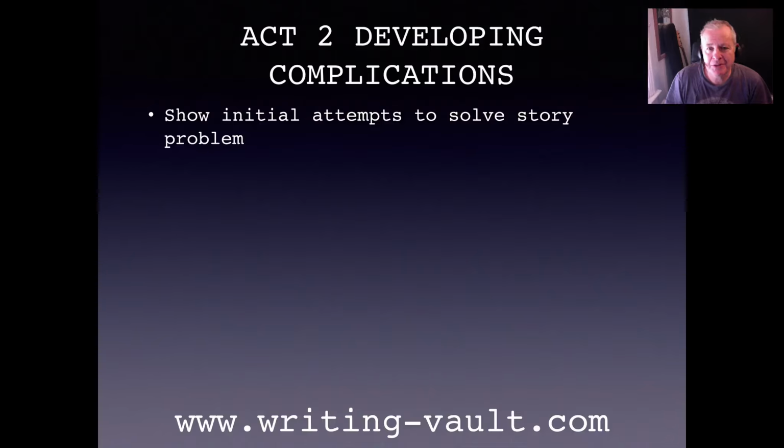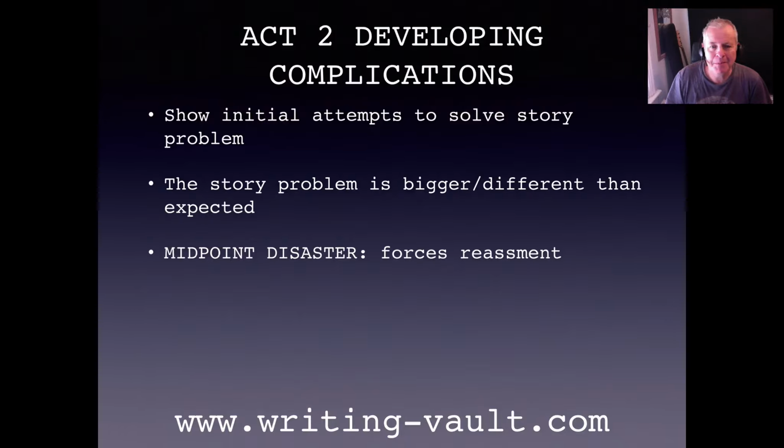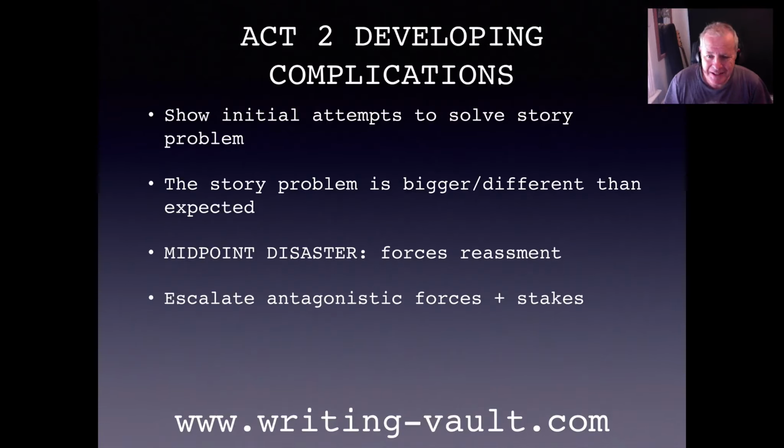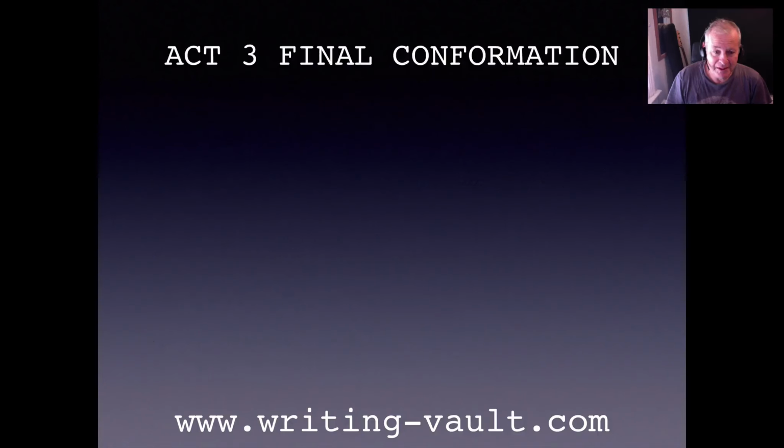That will show initial attempts to solve the story problem, but we find out the story problem is bigger or different than expected. There's a midpoint disaster, which forces the protagonist to reassess how they're trying to solve the story problem. Antagonistic forces and stakes then escalate and build towards the third disaster, with false victories and setbacks, and the third disaster will set up the final resolution.